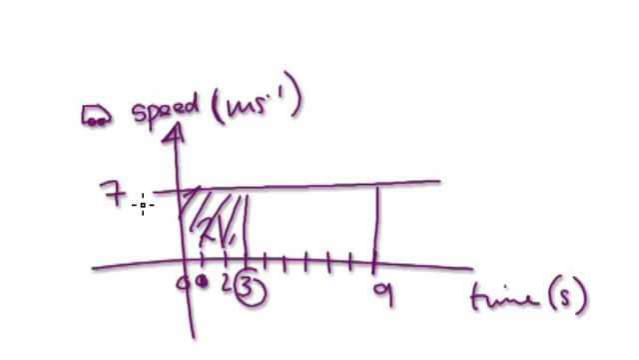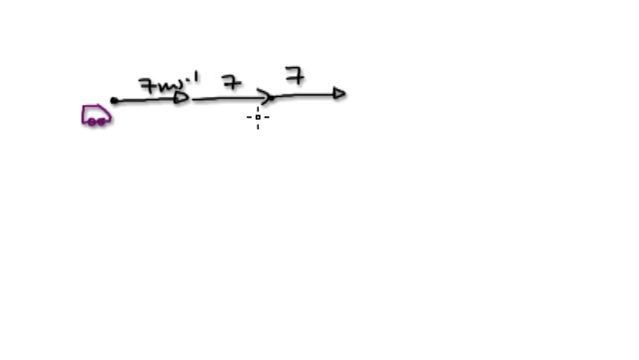So after 3 seconds, he would have traveled 21 meters. So if your dad is traveling in a car, if he's traveling at 7 meters per second, every second he would have done 7 meters. That's just the way speed works. So here, after another second, he would have traveled another 7 meters, and so on.